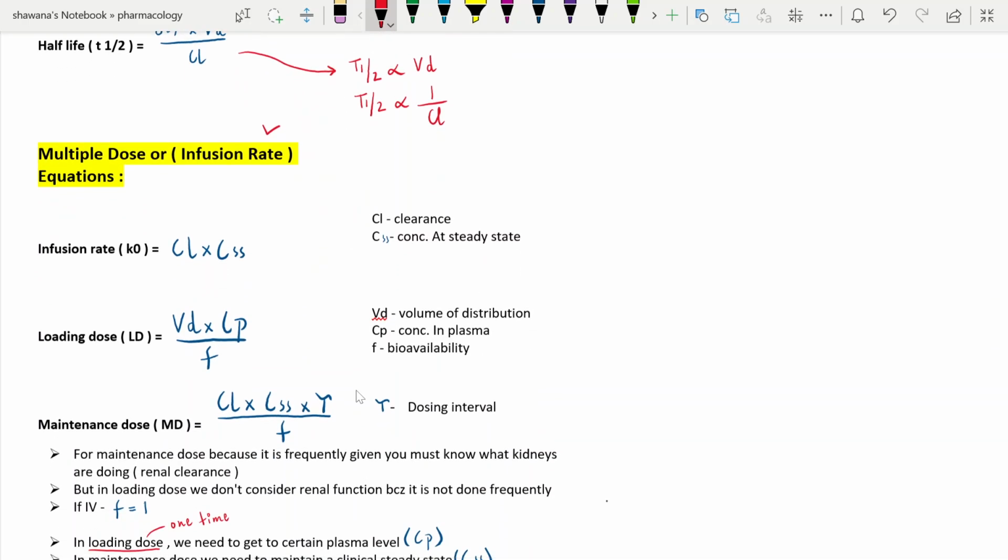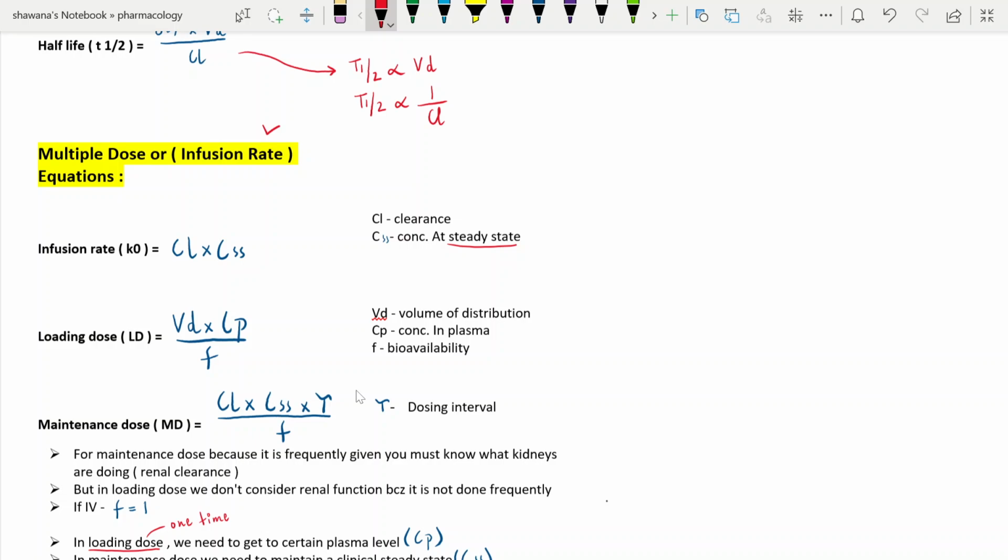Let's talk about the multiple dose or infusion rate equations. There are three. First is the infusion rate. Infusion rate is equal to the renal clearance multiplied by the concentration of the drug at the steady state. We have discussed the steady state in detail in the previous lectures. You can go through them as well.